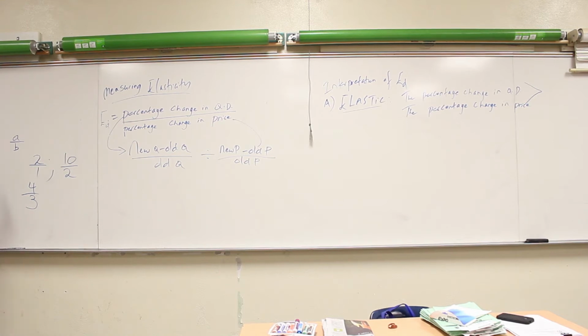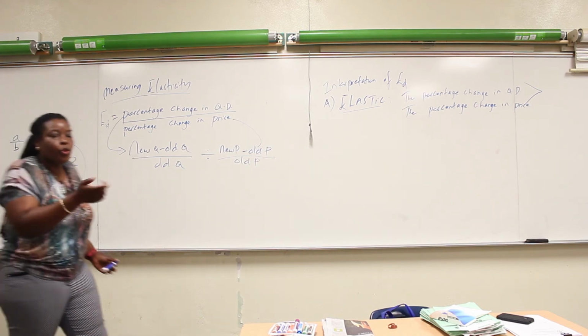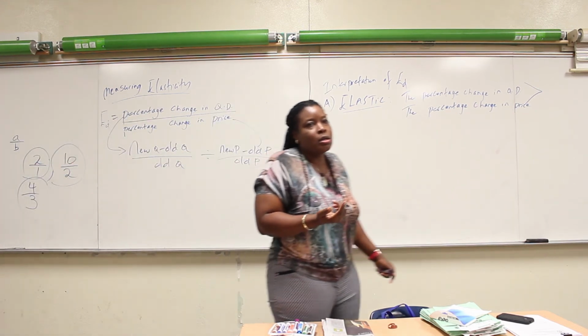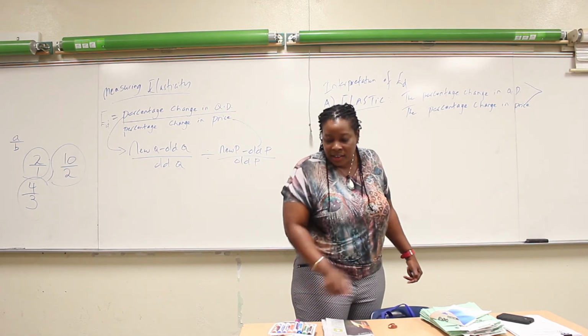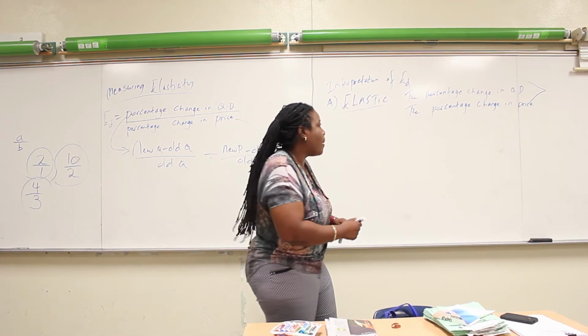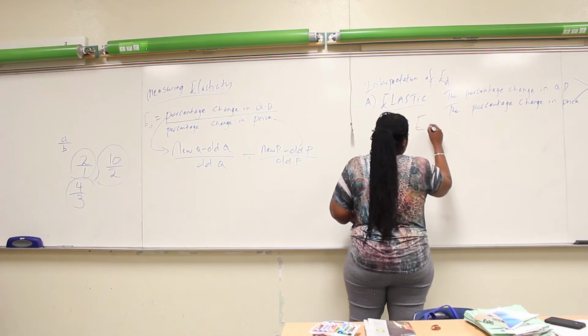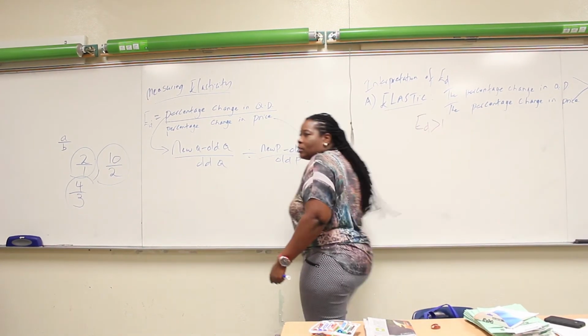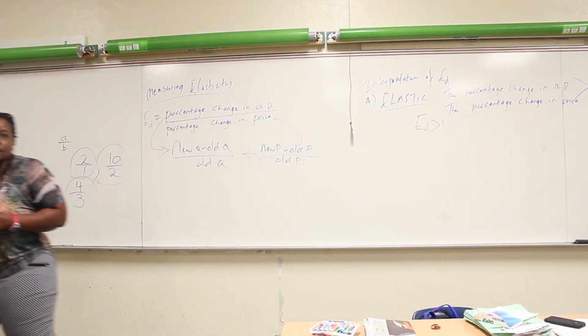When demand is elastic, what do you notice about the number? Over 100%. What's that? Greater than 1. It's always greater than 1. Whenever you calculate price elasticity and it comes out to be a number bigger than 1, it has to mean that demand is elastic.